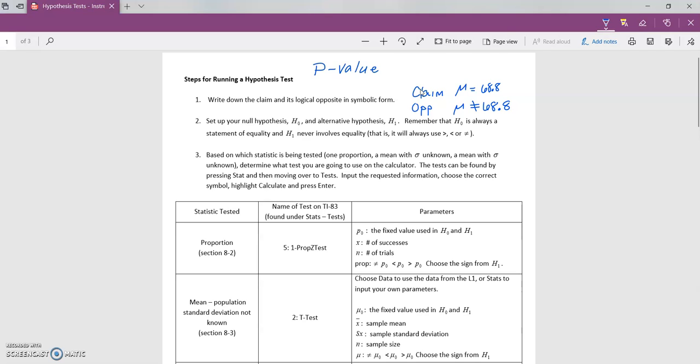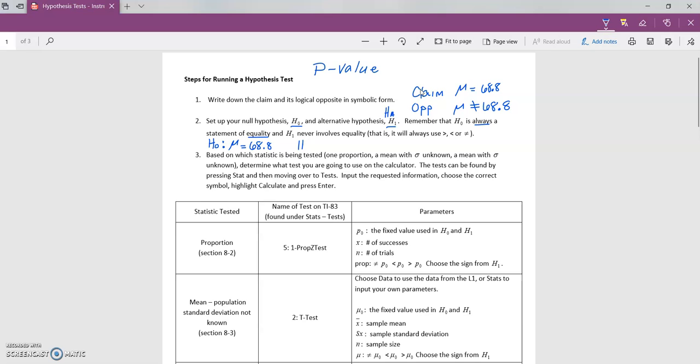Step 2, we're going to set up our null hypothesis and our alternative hypothesis. This is H0, this is H1. You'll sometimes see this called HA, that's another option. Remember that H0 always uses equality. Always. So H0, in this case, is going to be the same statement, but with an equals: the mean equals 68.8. The null hypothesis always uses equals. It never changes.